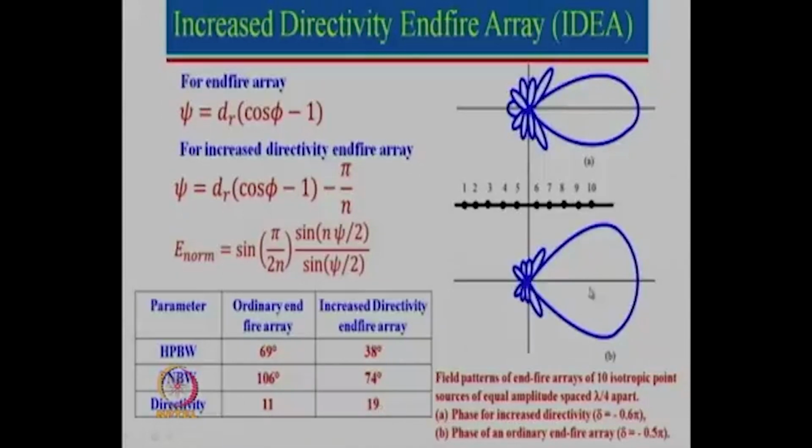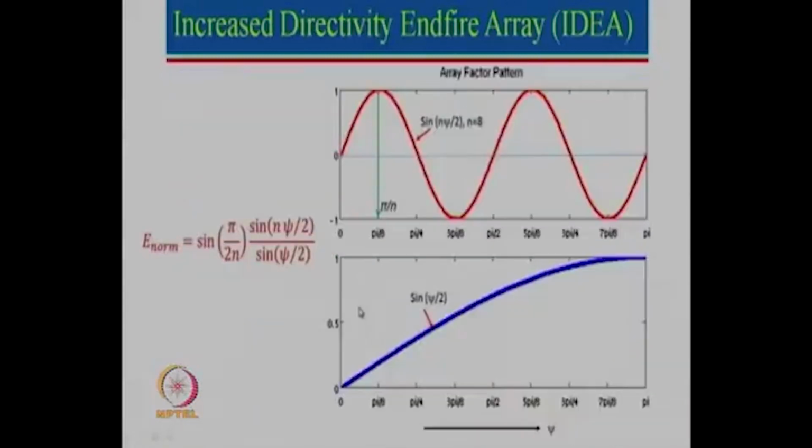So, how is this particular thing realized? For that we have to think about what the phase is for the end fire array. We had seen that psi is given by 2 pi d by lambda times (cos phi minus 1), and this accounts for the phase. But for increased directivity we take an additional phase delay of pi by n compared to the previous case. And why do we take this additional phase difference? That will be clear if we look at this plot here.